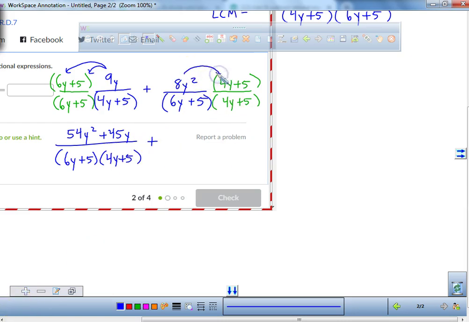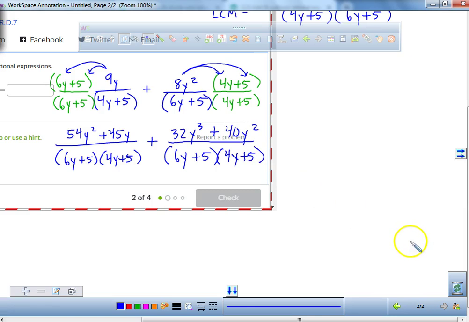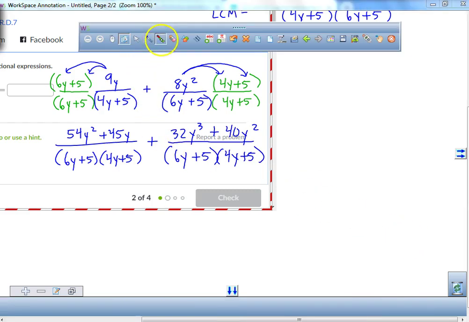Okay, next thing we're going to do is multiply those. Here we go. 8y squared times 4y is 32y cubed. And 8y squared times 5y is 40y squared, all over 6y plus 5 and 4y plus 5. Now we can add our numerators. Why can we add our numerators? Because our denominators are now the same.